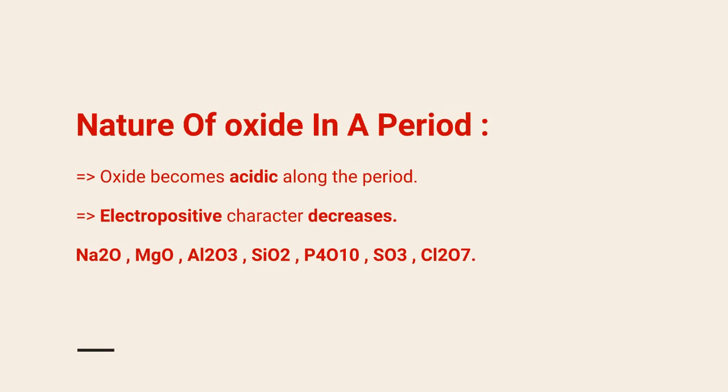Now let's see the nature of oxides in a period. How does the nature of oxide change from basic to acidic character when one moves from left to right in a period?